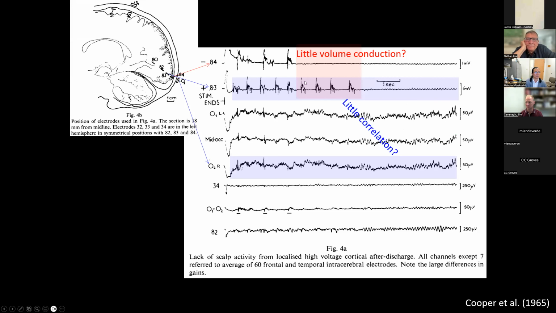And between electrodes 83 and 84, which are only a few millimeters apart, there is no volume conduction effect. And why is that? And also O2, which is the recording from the scalp surface, and 83 and 84, there is very poor correlation between the electrodes. So why is that? Where is the volume conduction effect, right?